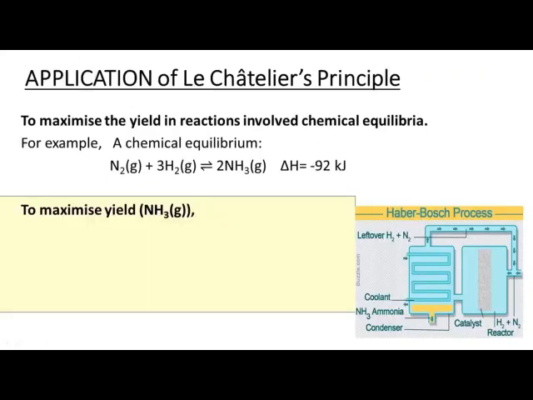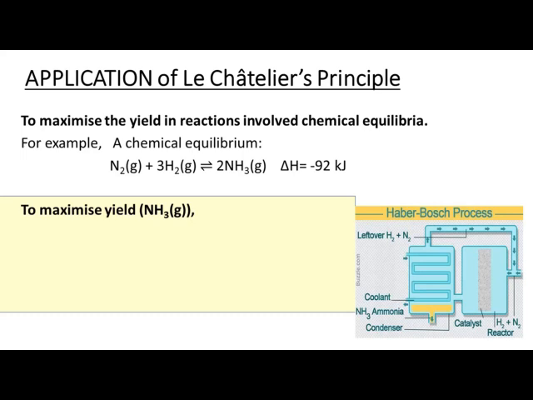What are the applications of Le Châtelier's principle? In industry, manufacturers' goal is to maximize the product in a reaction. However, not all reactions can go to completion to give 100% yield. By applying the concept of Le Châtelier's principle, manufacturers can maximize the yield for a reversible reaction.